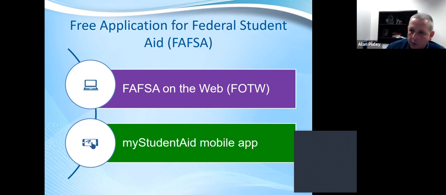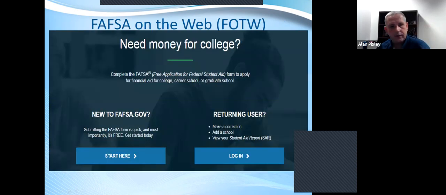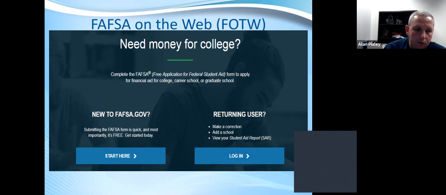This next one shows what the login screen is going to look like. So if it's your first time to do a FAFSA, your first time as a student to do the FAFSA, you're going to click on Start Here. So you've obtained your FSA ID, you're going to click Start Here. That's going to take you in and start asking you for questions related to your FAFSA.